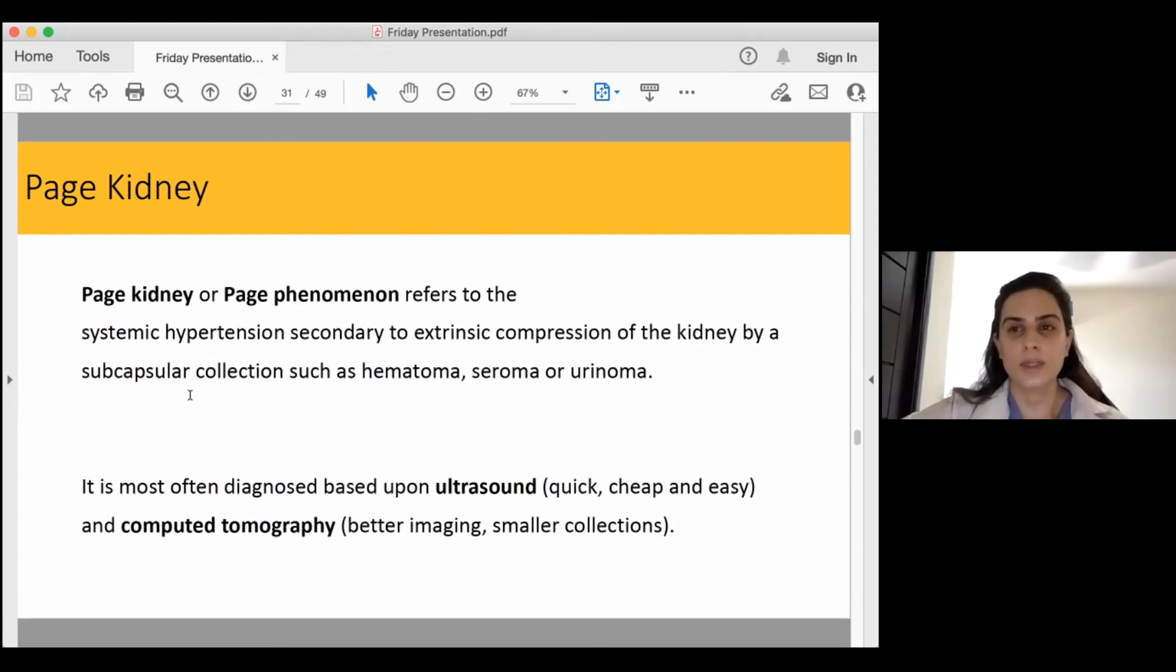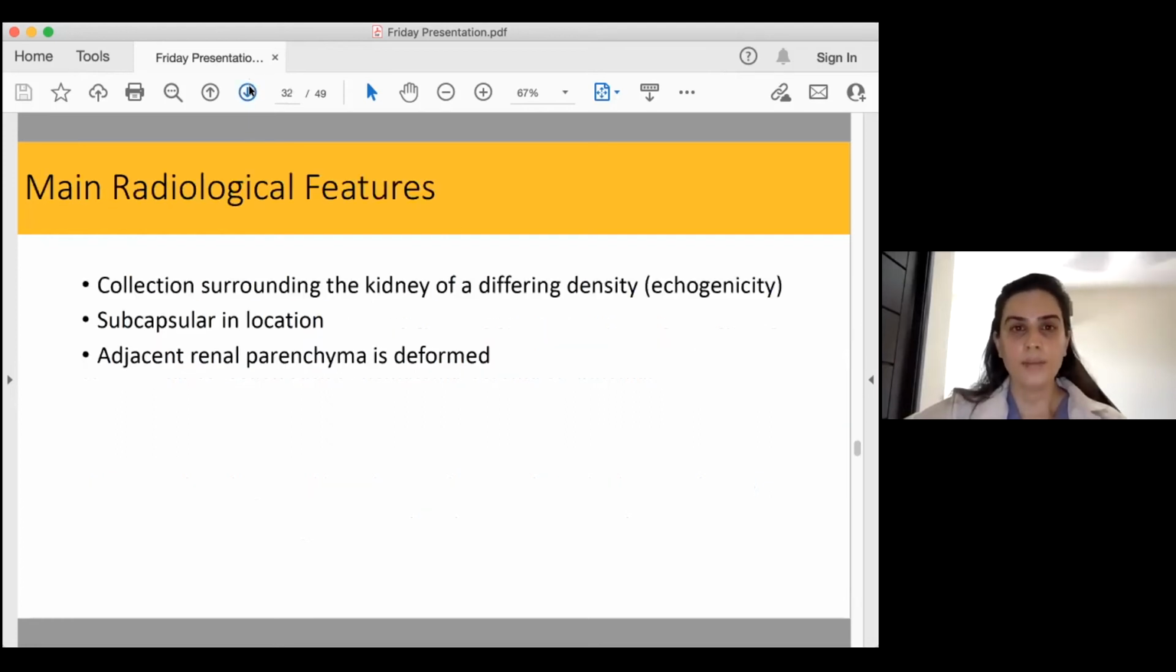That's sort of the advantage. It can also be diagnosed using computed tomography, which can provide better imaging and help us see smaller collections. The main radiological features are a collection surrounding the kidney of a different density, so a different echogenicity. It's subcapsular in location, and the adjacent renal parenchyma is deformed more often than not.